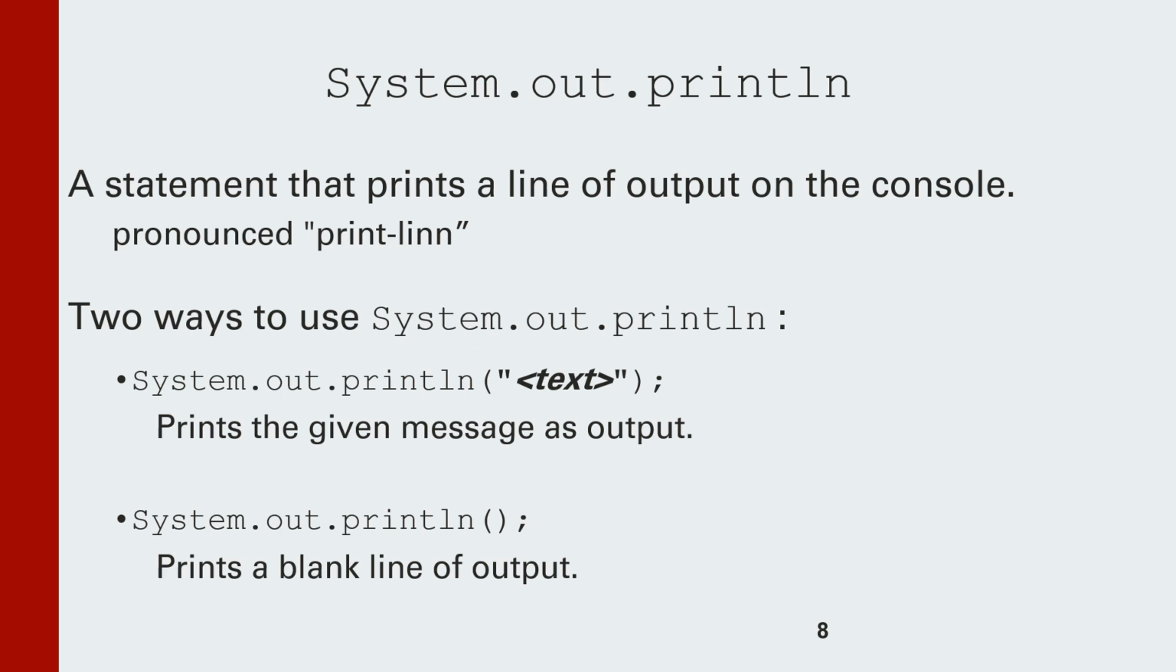Now, the System.out.println, let me explain what that actually means. A statement that prints a line of output on the console. There are two ways to use System.out.println. You could just do System.out.println inside quotes, put whatever text you want in there. You can also just print a blank line of output. So println, the ln actually gives a new line at the end of the output.